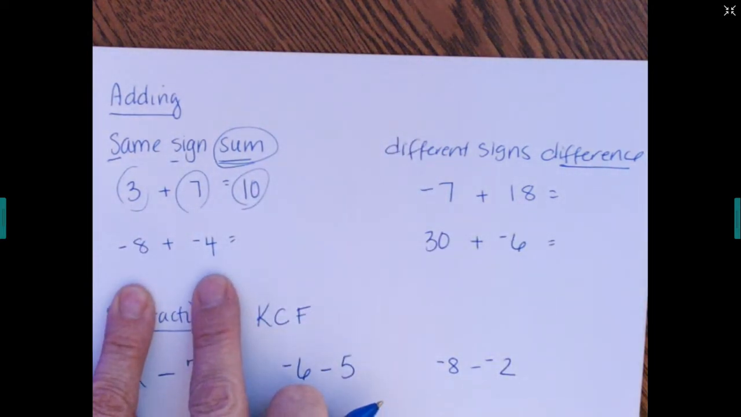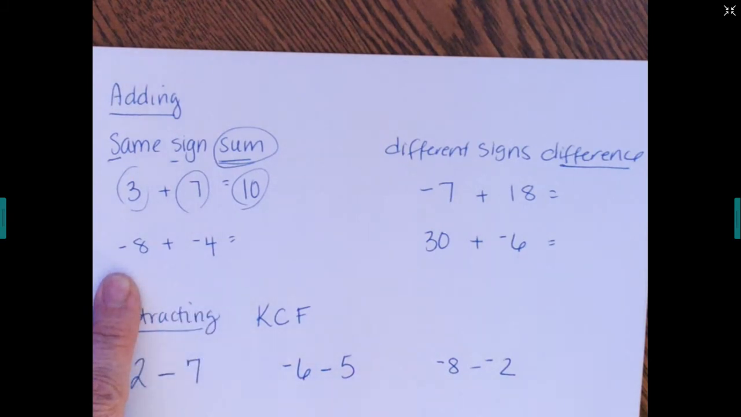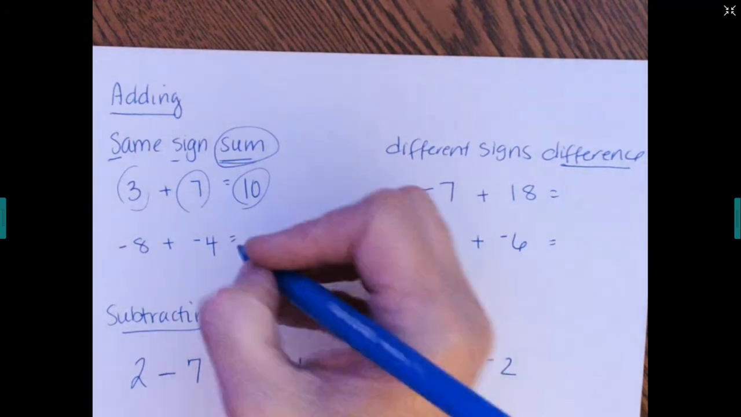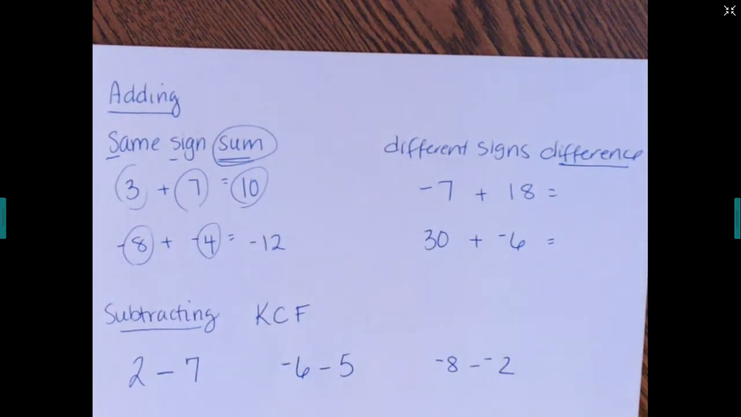I have -8 and -4, same signs. They're both negative numbers. You're combining those together. I owe my daughter $8. I owe my son $4. I'm out $8 to her, out $4 to him. Put them together, and I am out a total of -12. I put them together because they have the same sign.